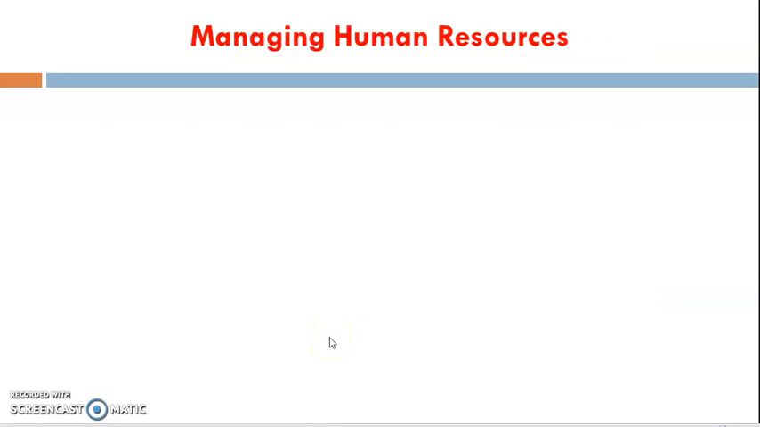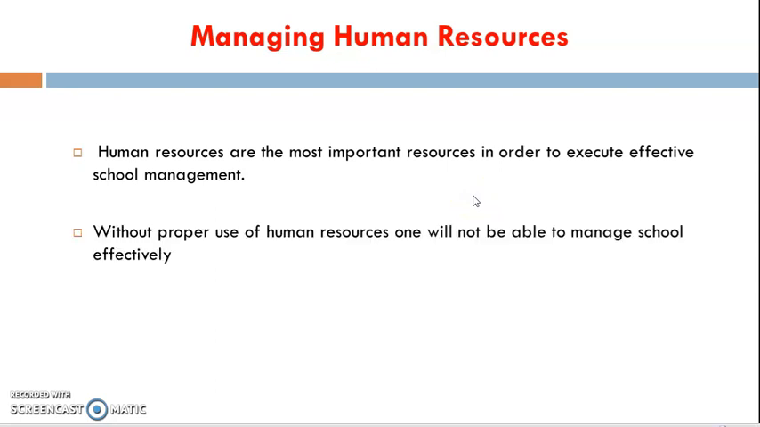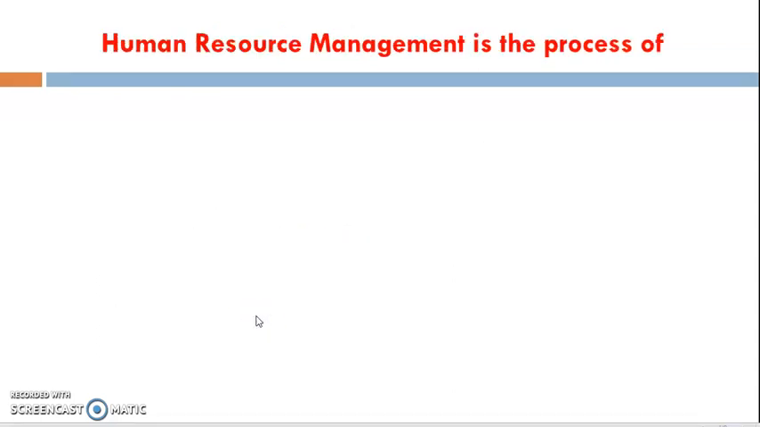Now let us understand managing human resources. When we talk about human resources, we are aware that human resources are the most important resources in order to execute effective school management. Because without human resources, it will be difficult to run a school. And without proper use of human resources, one will not be in a position to manage a school effectively. So human resource management is nothing but the process of recruitment.